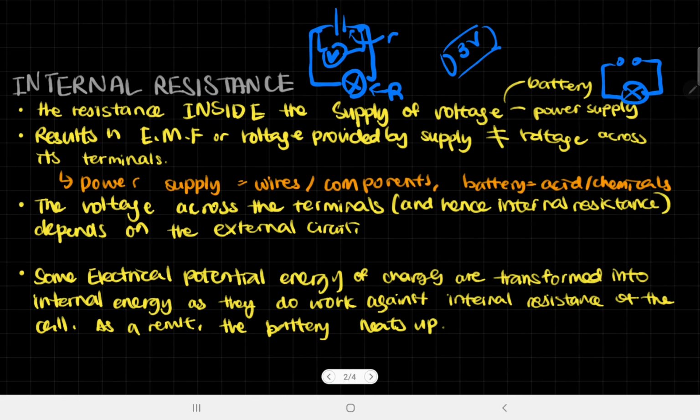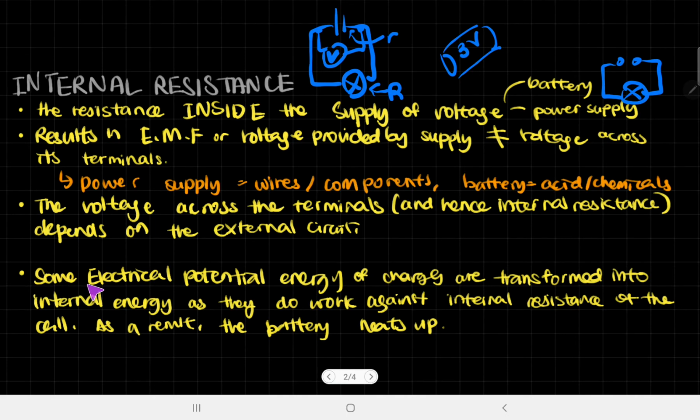If you were using a battery, just like here, in order to provide voltage, then maybe there would be resistance in the acid or the chemicals within the battery. And that's where internal resistance basically stems from. So the voltage across its terminals and also the internal resistance will depend on what is in the external circuit. And we're going to talk more about that later.